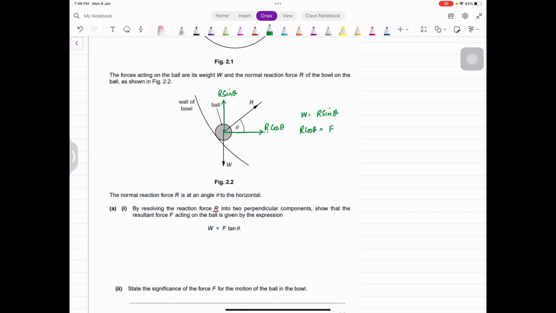What you're going to do is, if you look at it, there's no F in the W expression, so I would like to put this R right into here. To do that, I need to make R the subject, so it will be F over cos theta, and if I put it there, then W equals F over cos theta times sine of theta, right? Now, there's a math identity, which is sine theta over cos theta is tan theta, so from there, I can write W equals F tan theta, and now it is proved. Understood?